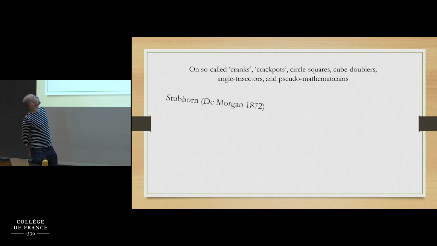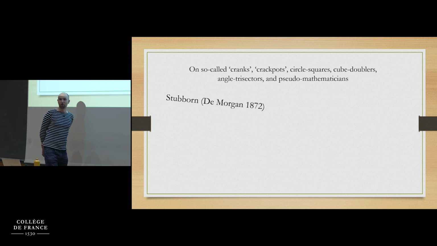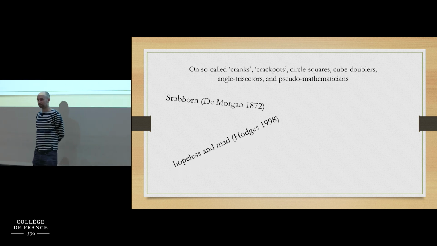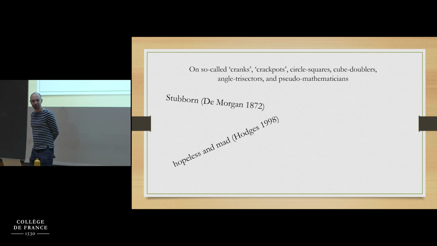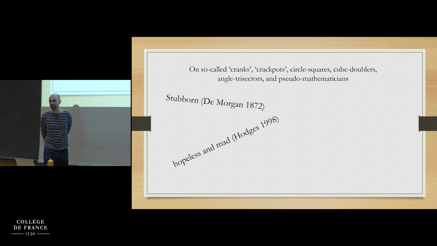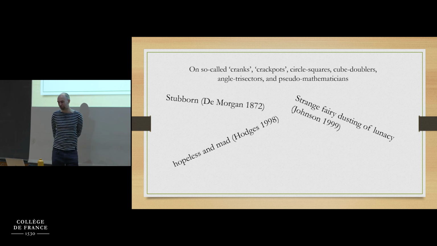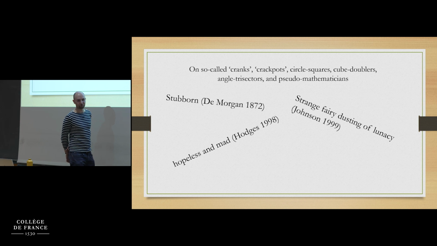Okay, so we've already seen that De Morgan considers them to be stubborn. Hodges tells us that these cranks are hopeless and mad. The crank phenomenon has even made it into a New York Times article, where we have the rather poetic phrasing of the strange fairy dusting of lunacy, which is ascribed to so-called cranks by the author Johnson. And Danzig thinks cranks are a nuisance.